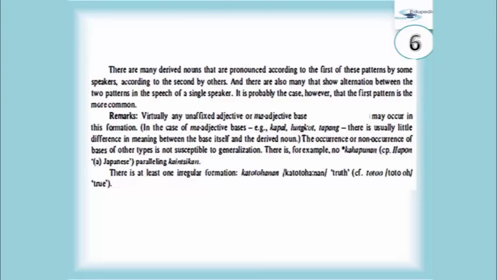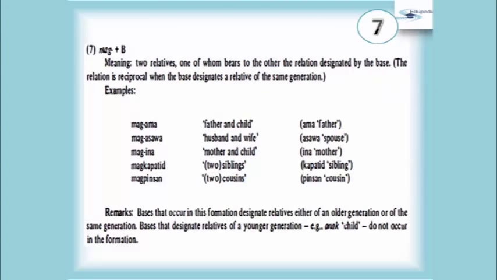Virtually any unaffixed adjective or ma-adjective base may occur in this formation. In the case of ma-adjective bases, kapal, lungkot, tapang, there is usually little difference in meaning between the base itself and the derived noun. The occurrence or non-occurrence of bases of other types is not susceptible to generalization. There is, for example, kahapunan, Japanese, which is paralleling kainchikan, and there is at least one irregular formation, katotohanan, truth, totoo, or true.